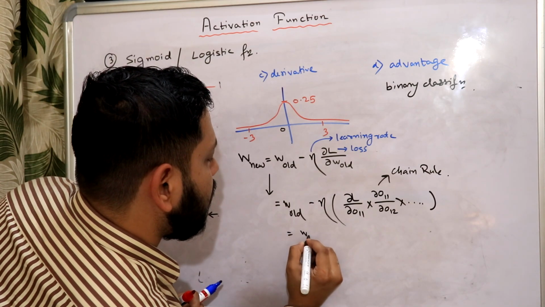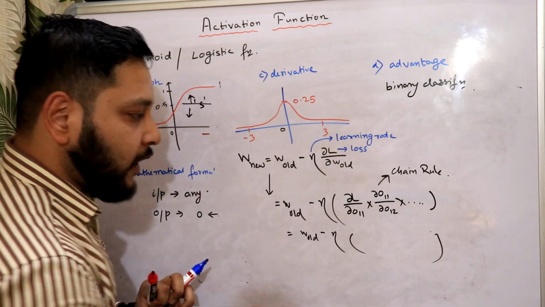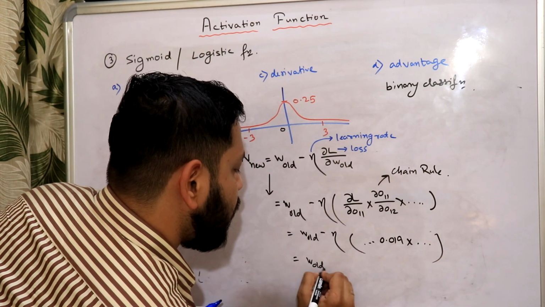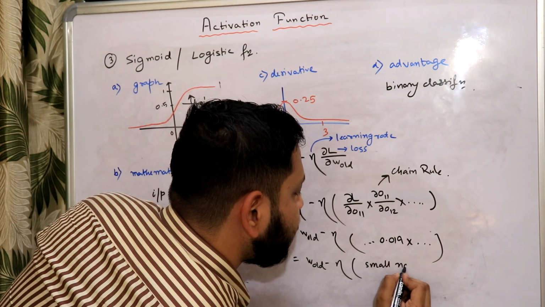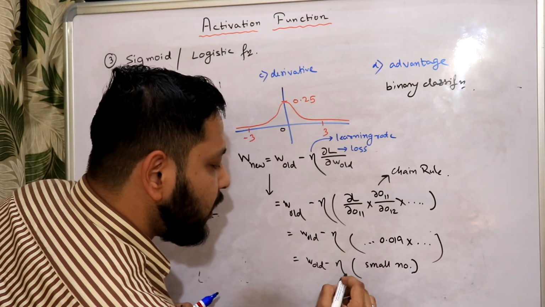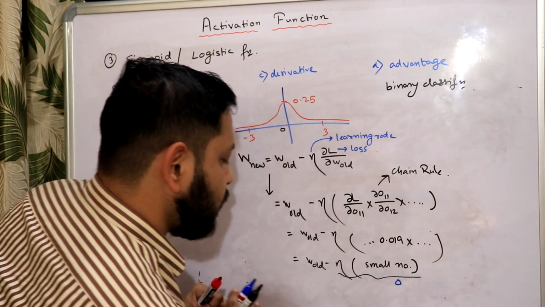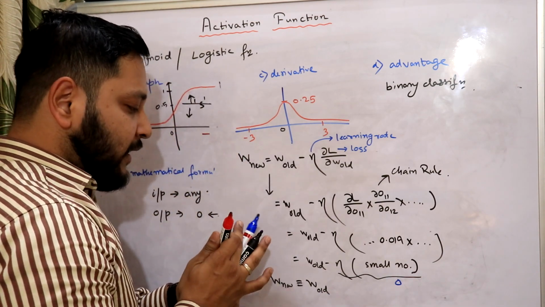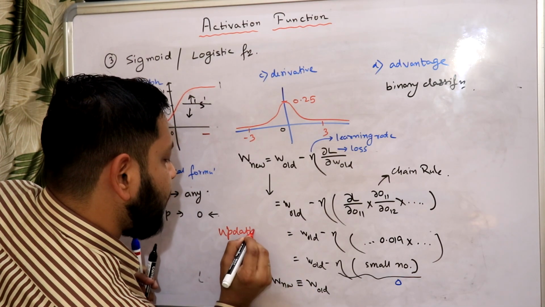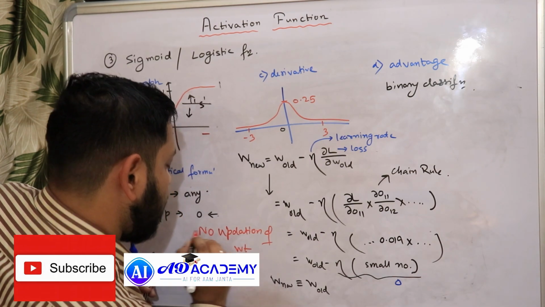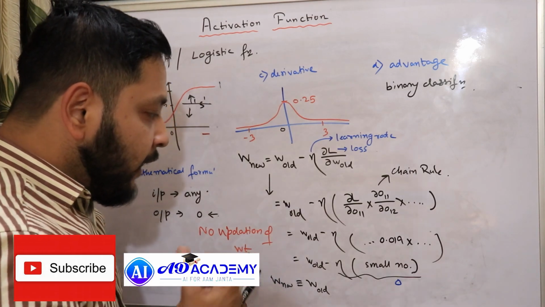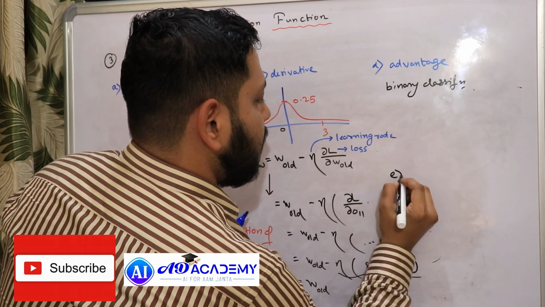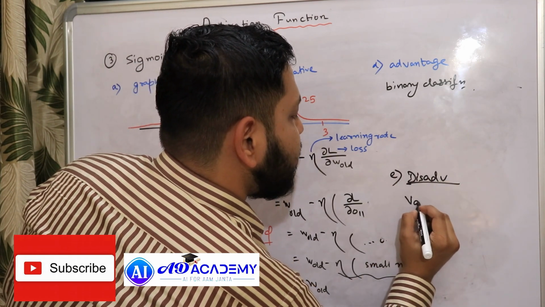Okay, so when we are taking the derivative of this function, there might be some value which comes out as a small number. So what will happen? W old minus eta into a small number, and as a result of this small number, this will be almost equivalent to 0. So W new is equal to W old. For this reason, there will be no updating of the weight. Since there will be no updating of the weight, this will lead to the vanishing gradient problem. So this is a big disadvantage.